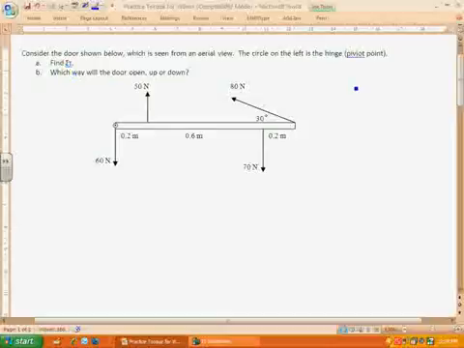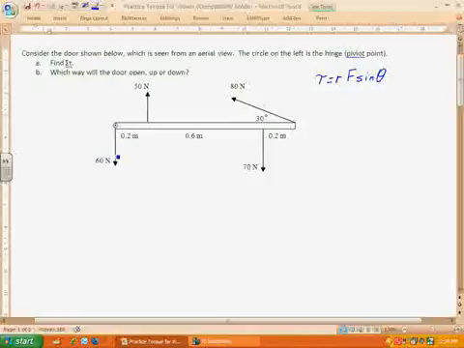Now keep in mind that anything that causes your radial arm to go clockwise is going to be a positive torque. Anything that causes your radial arm to go counterclockwise is going to be a negative torque. Alright? So let's go ahead and look at it. This first one, the radial arm is 0. Remember, your equation for torque is the length of the radial arm times the force times sine of the angle.